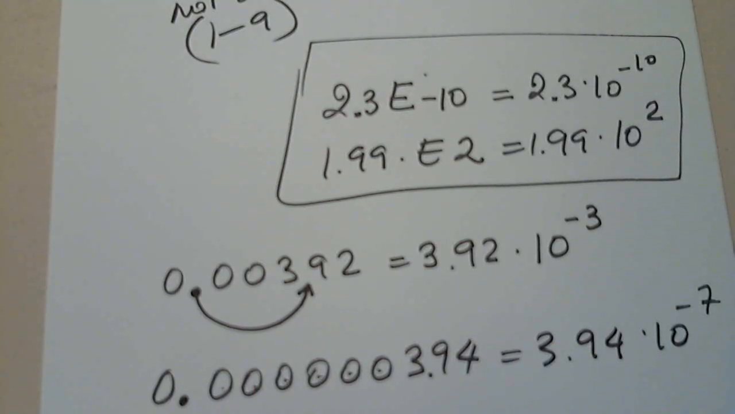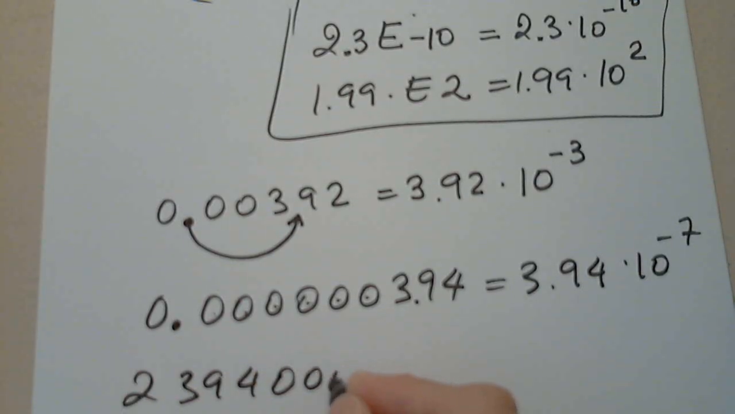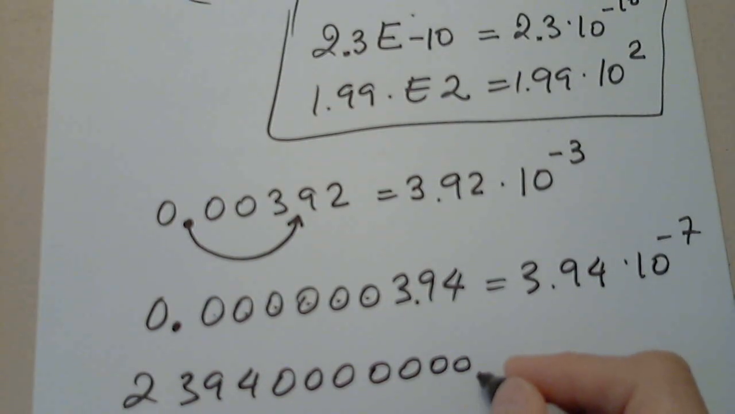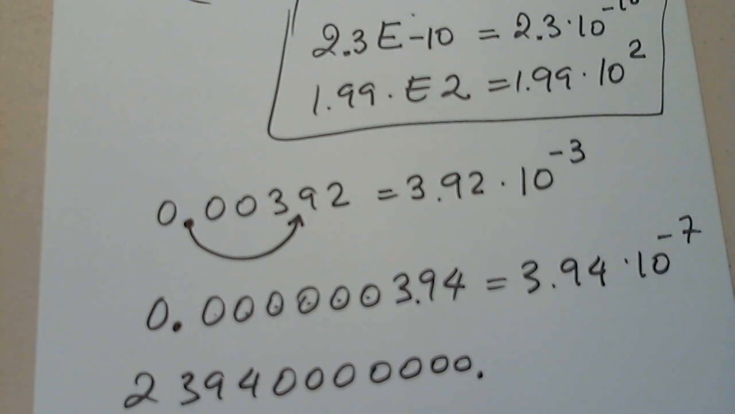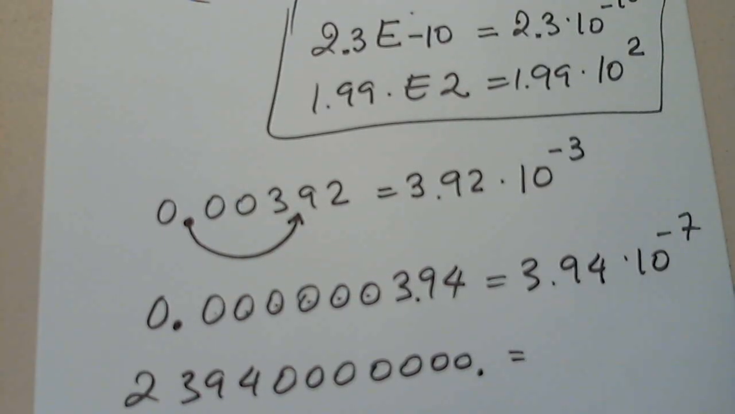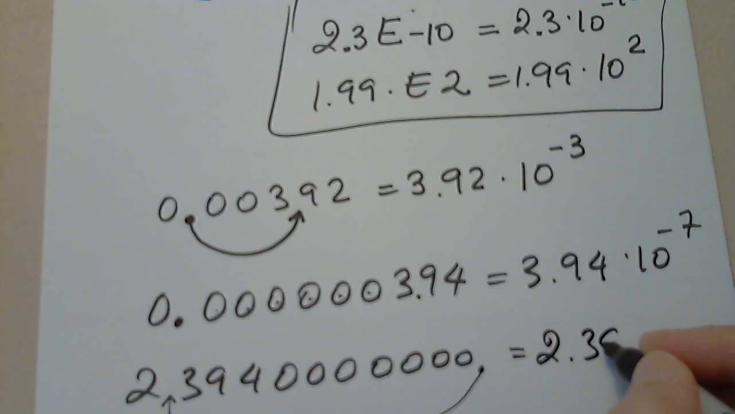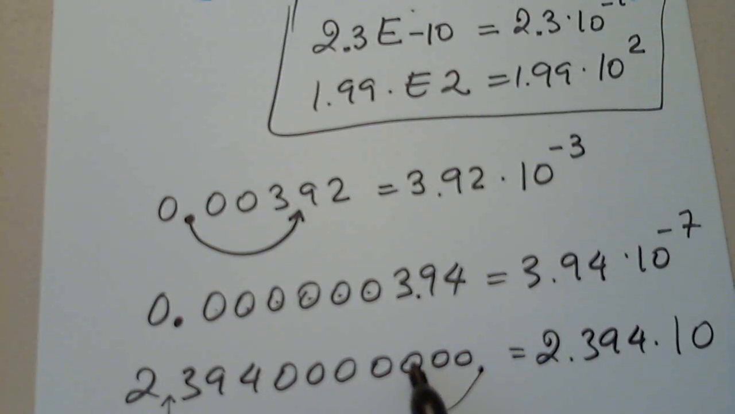Okay, now, what if I have a huge number, like 2, 3, 9, 4, 0, 0, 0, 0, 0, 0, 0. I don't see the decimal point. Of course, it's right here. If there is no decimal part, the decimal point follows the last digit. I am asked to change this into scientific notation. So I have to move the decimal point right after the first non-zero number. So this would be 2.394. Because it's a huge number, the power of 10 must be positive. But what is it? 1, 2, 3, 4, 5, 6, 7, 8, 9, 10.